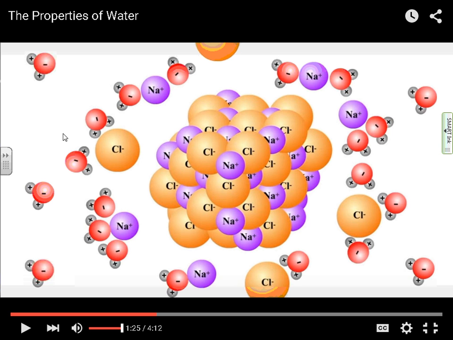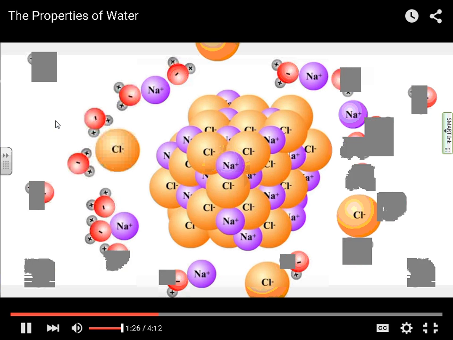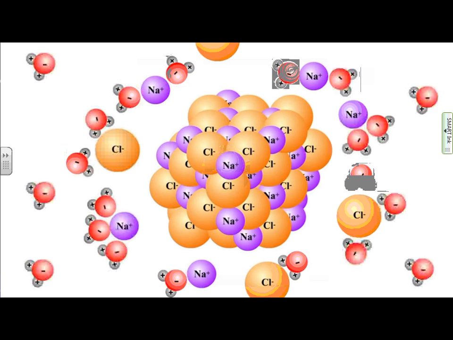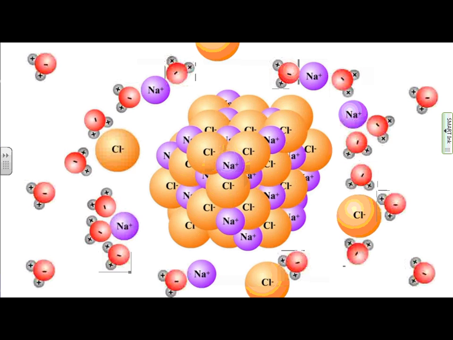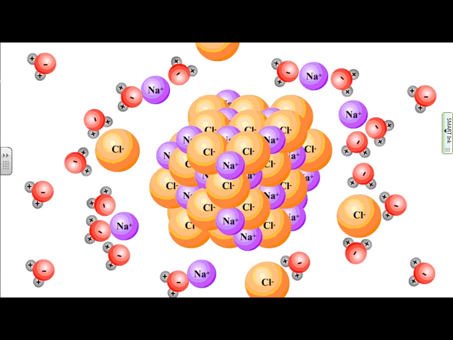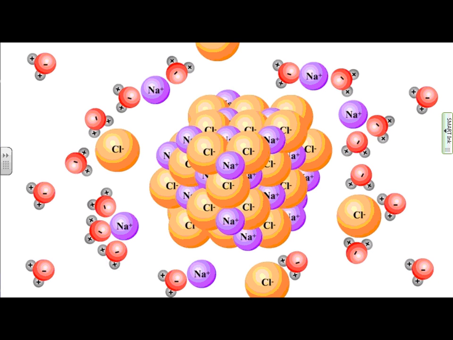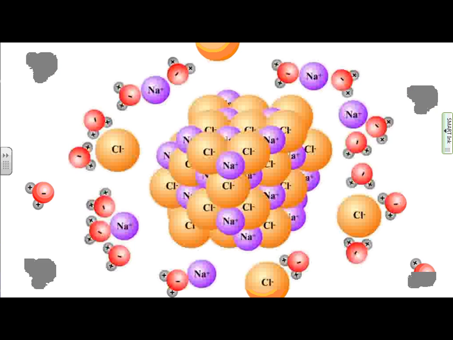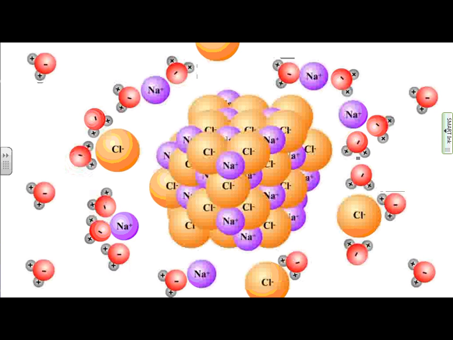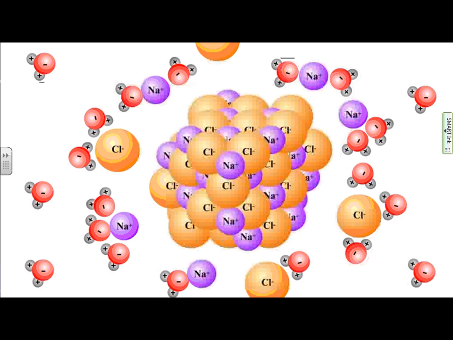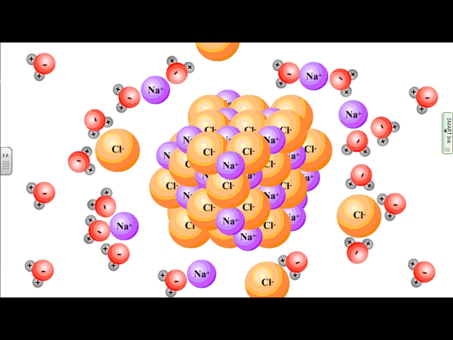Water wins. This attraction causes the sodium and chloride ions to break up or dissociate in water. Why is this important? Since our cells are mostly water, these solutions of ions and molecules allow chemical reactions to occur much more frequently, which is an important feature to allow organisms to respond to their environment.